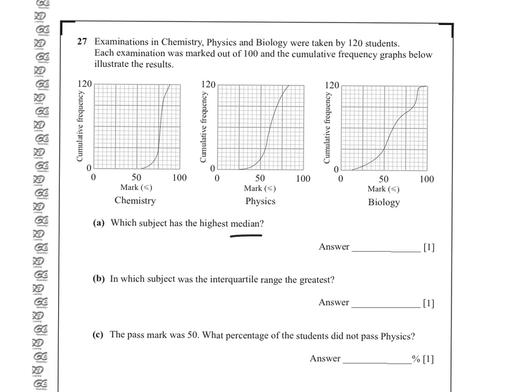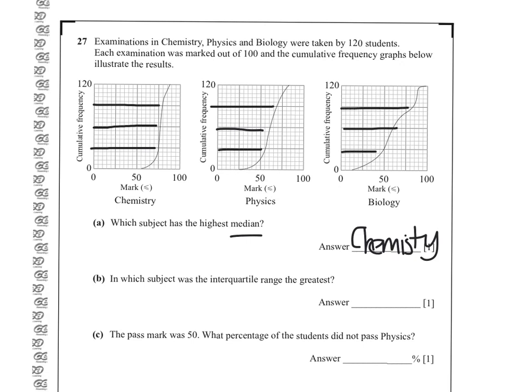Median is found from the middle, so that's drawing a line across at 60 in each of these. And as I draw that across, I can see that the chemistry, as we read down, will be the largest. Interquartile range is the difference between the 30 and the 90. And we can see that the largest interquartile range is going to be on the biology.